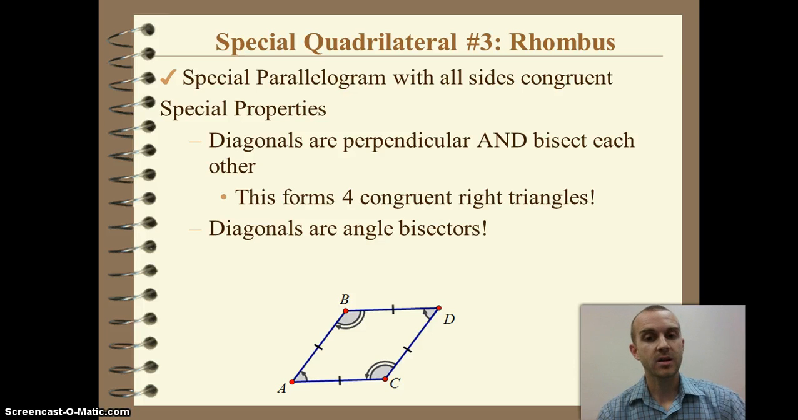Now, when we talk about the angles, we still have the properties of a parallelogram. So we know that opposite angles are still congruent, and consecutive angles are still going to sum to 180 degrees. They're going to be supplementary. So if I knew angle A was 86, angle D would have to be 86, and then the measures of angle B and angle C would both have to be 94 degrees. So those properties still hold, and that's the same for all parallelograms.